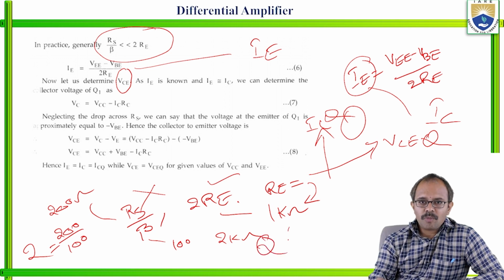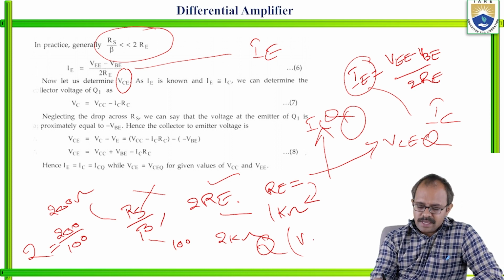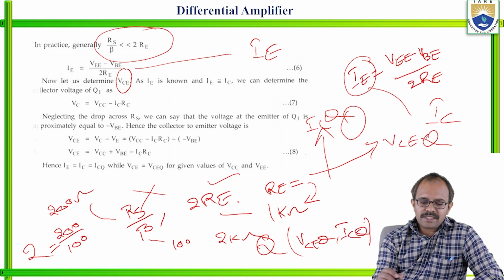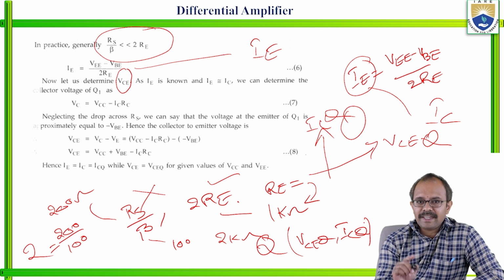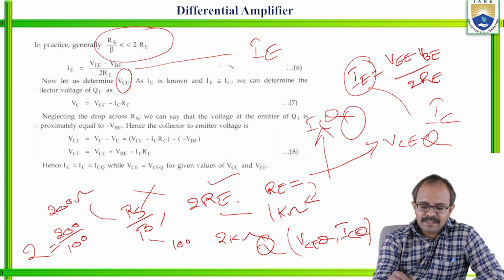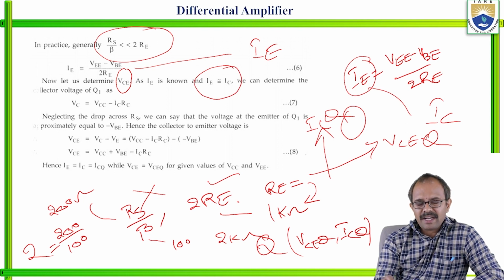So the Q point has two coordinates. One is the X coordinate and another one is the Y coordinate. The X coordinate is going to be the VCEQ and the Y coordinate is going to be the ICQ. Since we find IE, it indirectly provides the value of IC, because IE is approximately equal to IC.